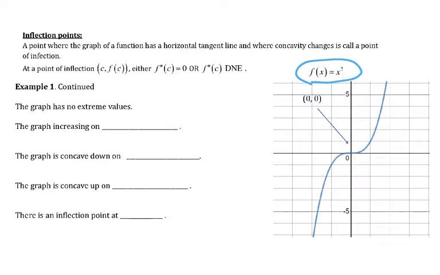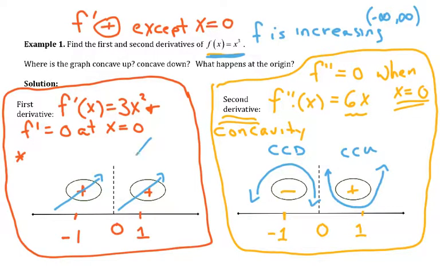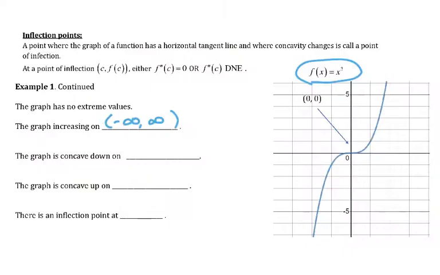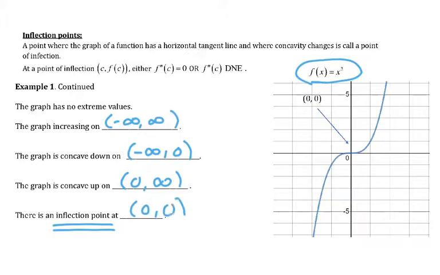All right, so what do we want to say? The graph is increasing from -infinity to infinity. Remember, it was always increasing. The graph is concave down from -infinity to 0. The graph is concave up from 0 to infinity. And there is an inflection point, which we haven't really defined yet, at the origin, at 0, 0. This is a change in concavity.